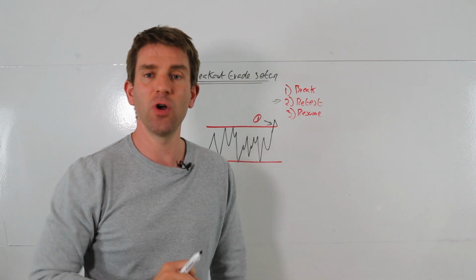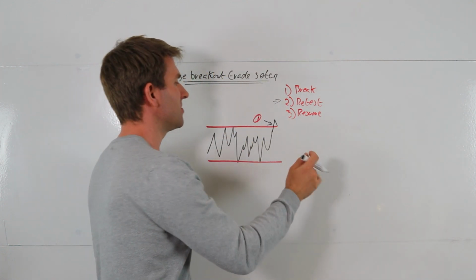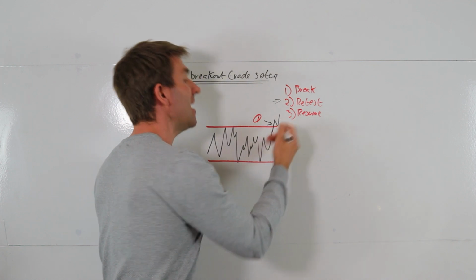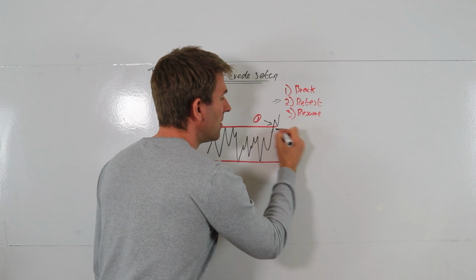Now we're in the critical moment. Where does it retest? What happens on the retest? Because the beauty of this, guys, is that if we start to resume back up, you've got a defined level for your stop loss.